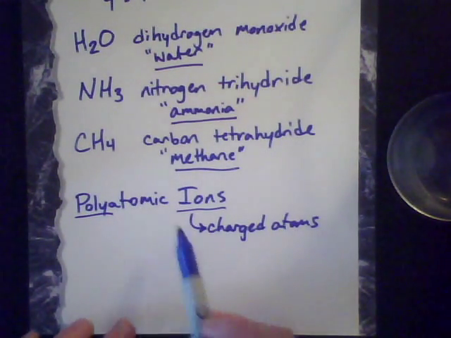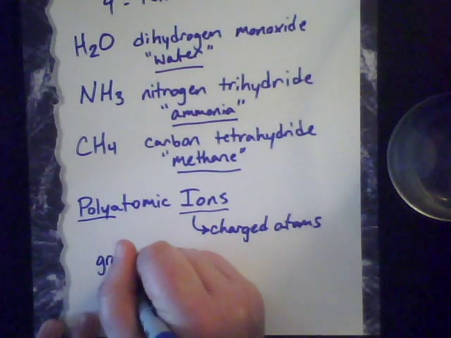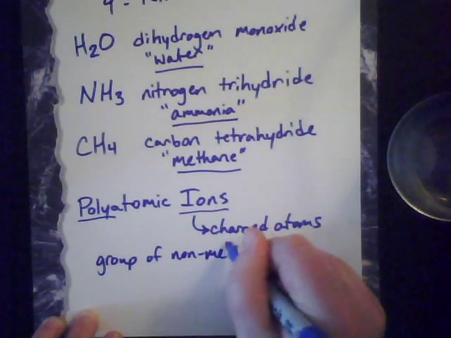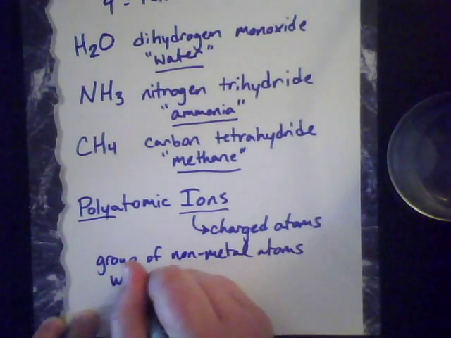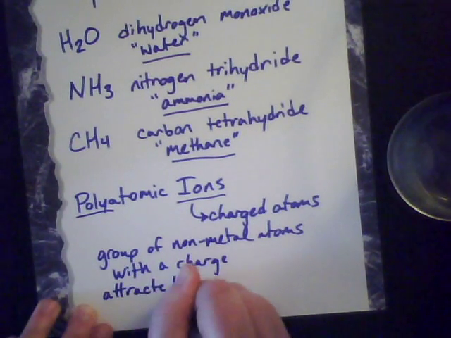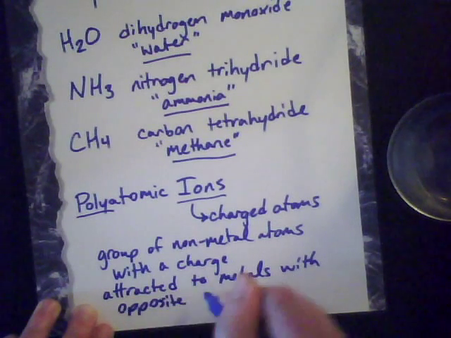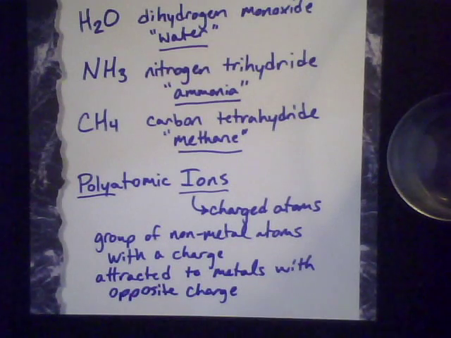When you have a polyatomic ion, these polyatomic ions are going to be made up of nonmetals, okay, and the group of nonmetals has a charge. And that group of nonmetals with the charge on it is going to be attracted to metals that have an opposite charge. So the rules for naming with polyatomic ions look very similar to that first rule that we talked about, metals with nonmetals. In this case, it's metals with a group of nonmetals, and that's our polyatomic ions here.